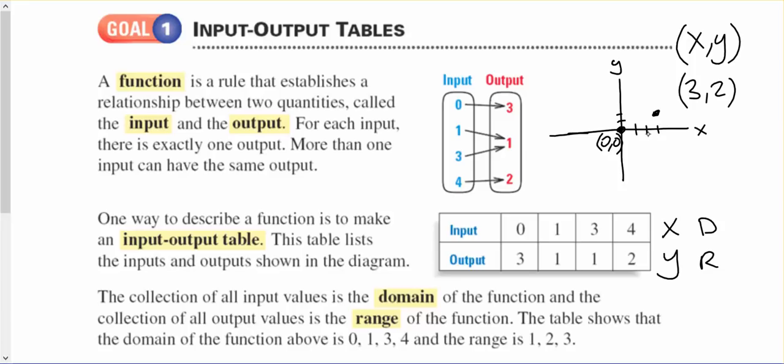Let's say we had the point negative 4, 3. So negative 4 would be moving negatively on the x-axis, so negative 1, 2, 3, 4. And 3 would be 1, 2, 3 on our y-axis, and that would be the point negative 4, 3. Negative 4 to the left and up 3. My input is negative 4, my output is 3. My domain is negative 4, my range is 3. My x value is negative 4, my y value is 3.